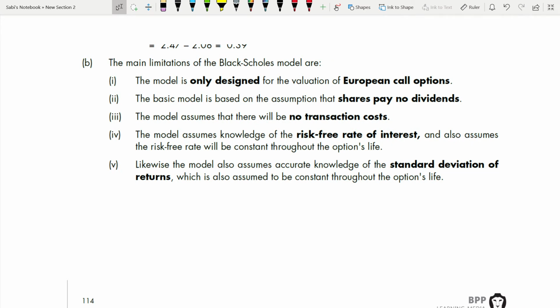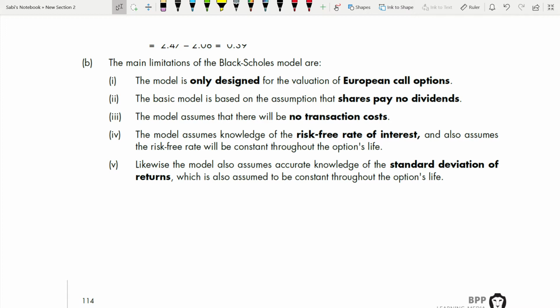So the first one they are saying is the model is only designed for the valuation of European call options. Even though you can find it for European put, this is mainly for European options, right? Second, the basic model is based on the assumption that the shares pay no dividends. Third, no transaction cost. It has been assumed, but in reality there are transaction costs.